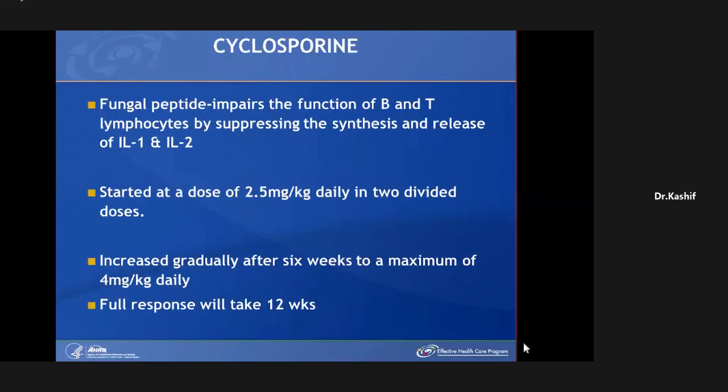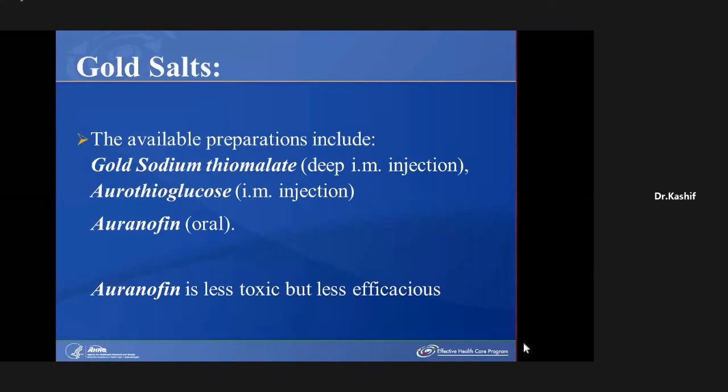Then we have cyclosporine. Cyclosporine is a fungal peptide, and it acts on B and T lymphocytes, suppressing the synthesis and release of interleukin 1 and 2. The dose is usually 2.5 milligram per kg, and this dose is increased gradually after 6 weeks to a maximum of 4 milligram per kg. The full response is within 12 weeks. Again, I told you that the therapy requires months to have its impact. So we are discussing the second line therapy of the oral DMARDs, okay?